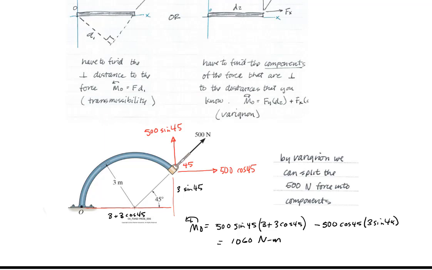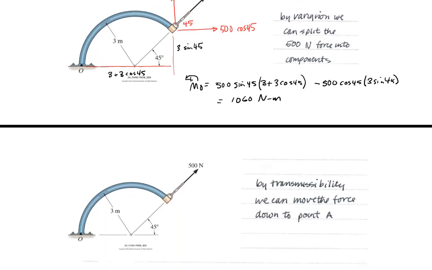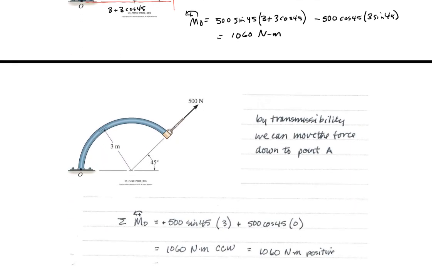Let's use transmissibility and see if we can come up with the same answer. For example, if I looked at the line of action of the force, the line of action of the force is right here. I can basically use transmissibility to extend that force down to here, and now this will be the lever arm. So the lever arm here is just going to be 3, and the force here is going to be 500, like that. So all we're looking for then is the moment about point O is going to be 500.